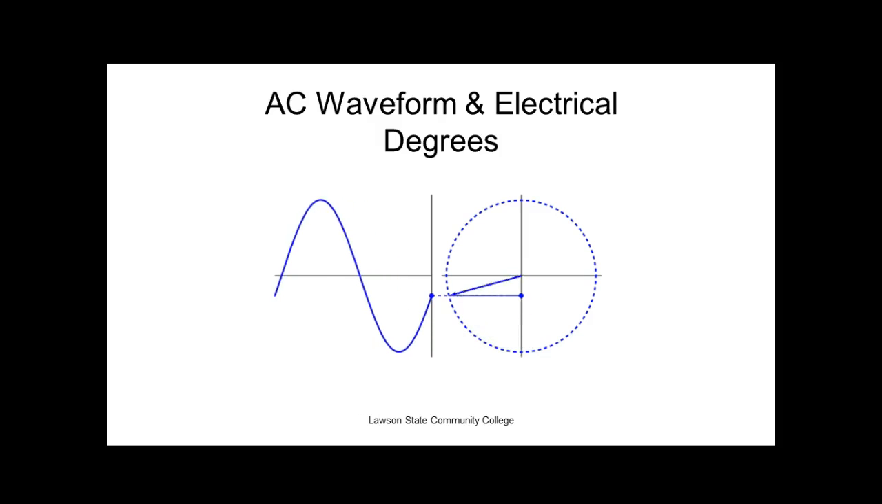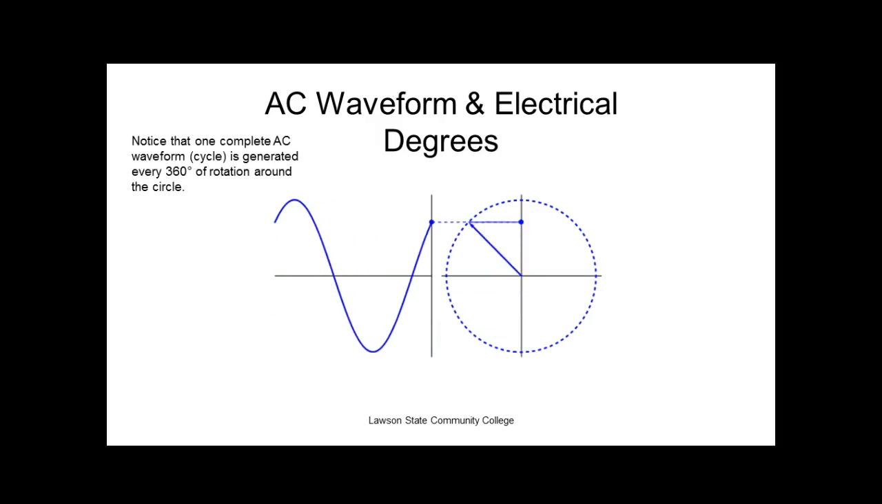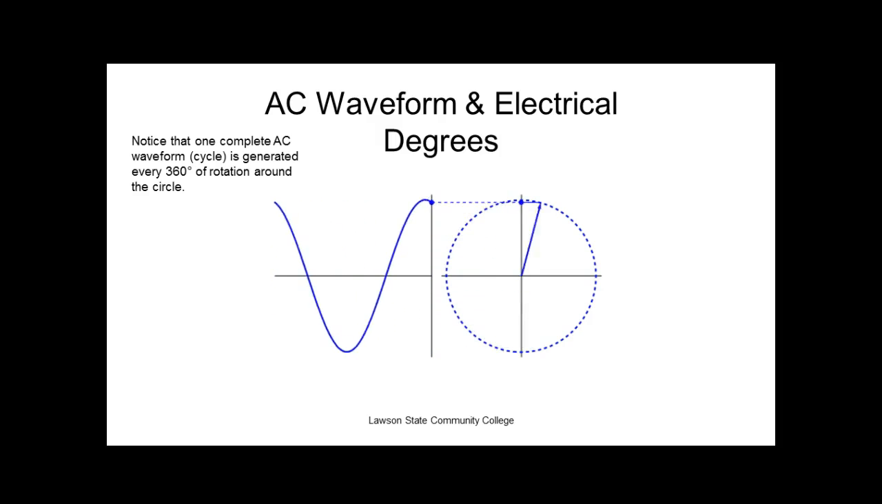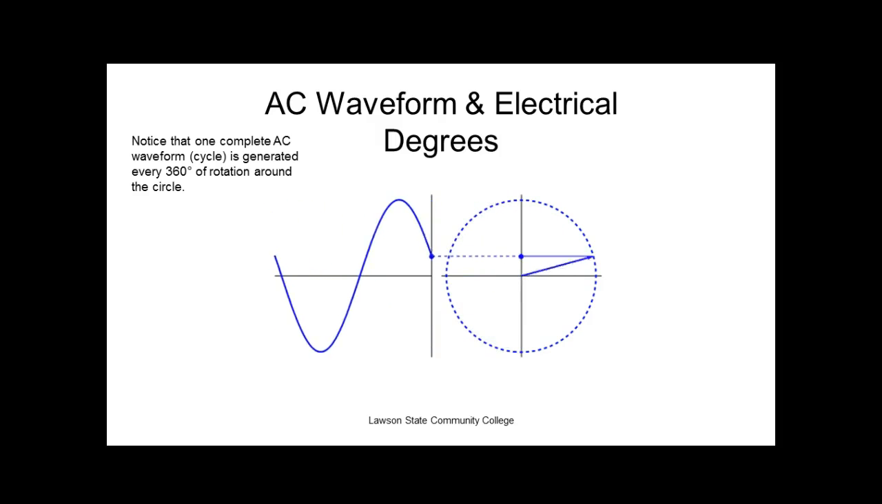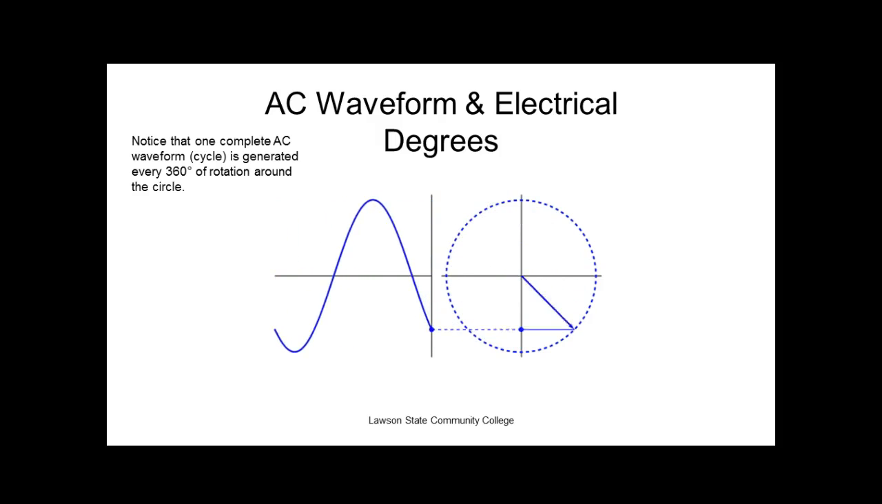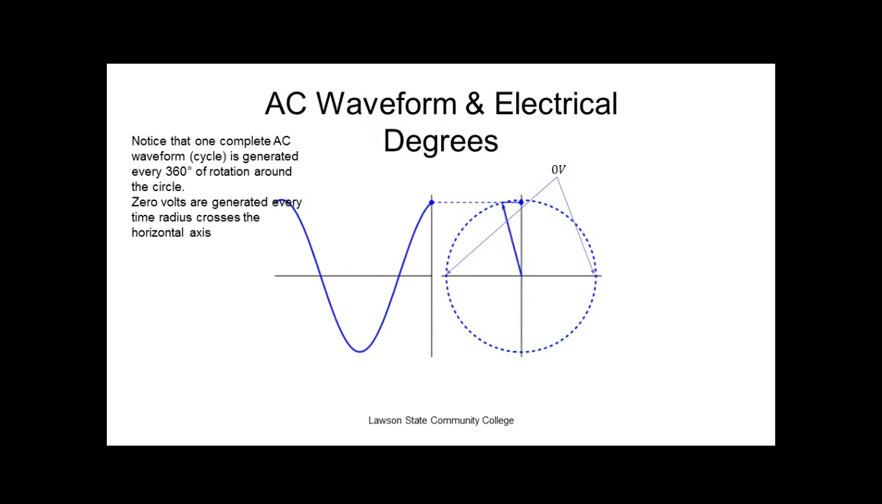When it's up here, we get peak output voltage. When it's down here, we get zero. Notice that one complete AC waveform, which we call a cycle, is generated every 360 degrees of rotation around the circle. Zero volts is generated every time the radius of the circle crosses the horizontal plane. We okay there? That makes sense?